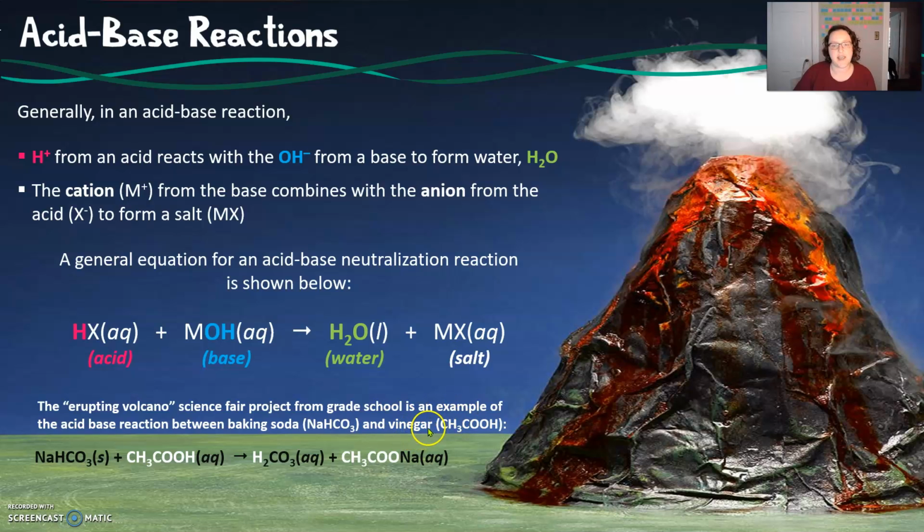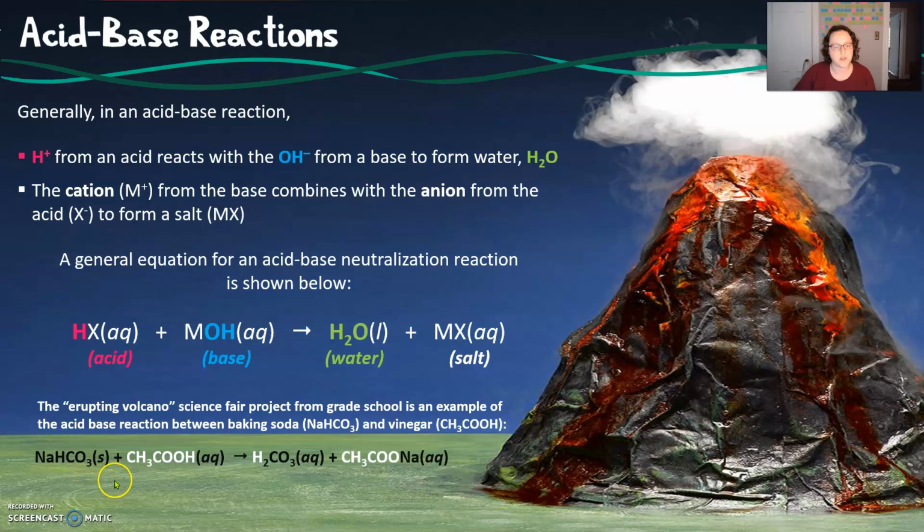Vinegar, which is a solution of acetic acid, or CH3COOH, can act as the acid in this reaction. For the double displacement, we can consider the two anions switching places. The acetate anion, CH3COO-, in acetic acid is switching places with the bicarbonate ion, HCO3-, in sodium bicarbonate.